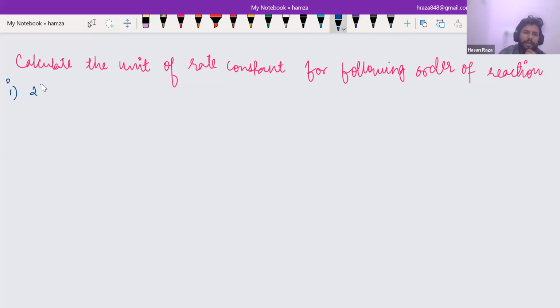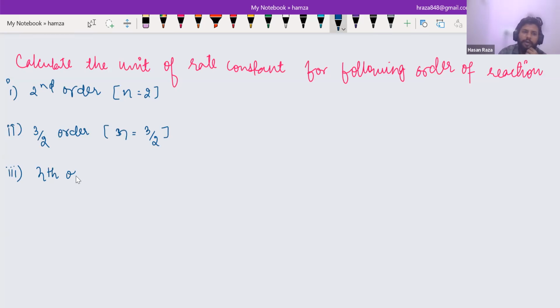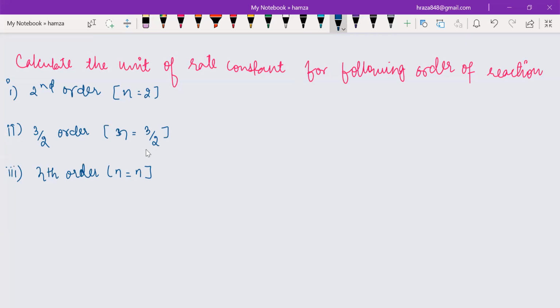First is a second order reaction. Second order means basically n is equal to 2. And the second is 3 by 2 order, that means n equals 3 by 2. And the third is basically nth order, that means the order is n. So please do this question, then we will move to the next.